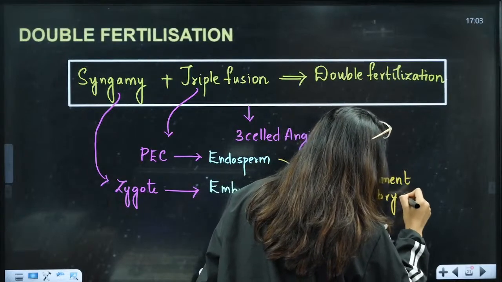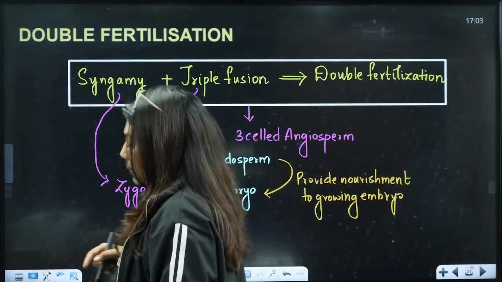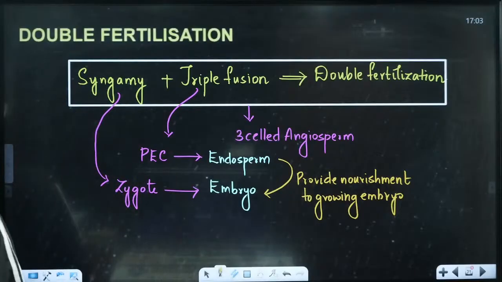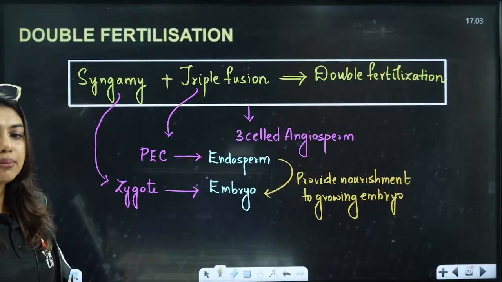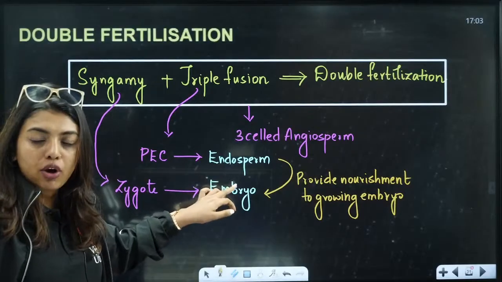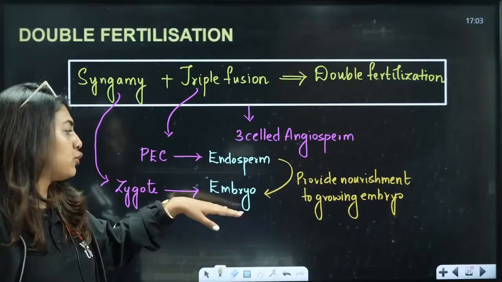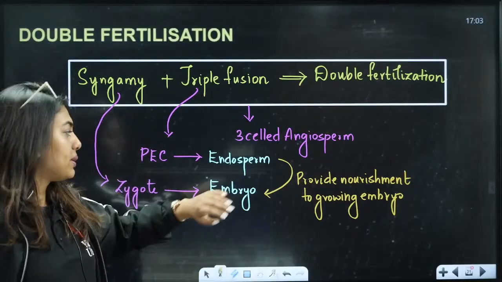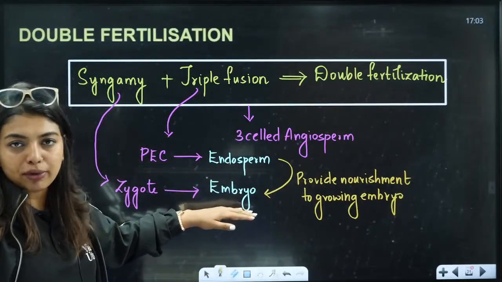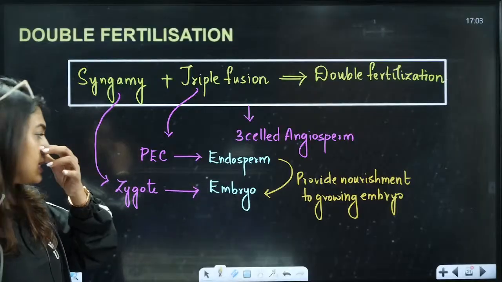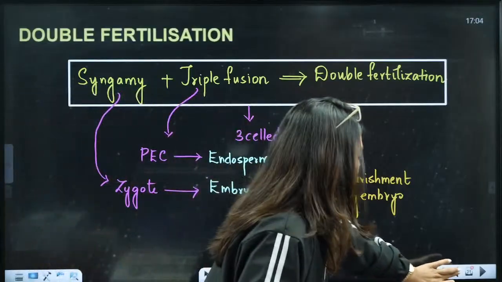So you tell me in the chat, which forms first, the endosperm or the zygote? Yes, the endosperm forms first. Common sense. Obviously the endosperm has to form first because it is the one providing food for the growing embryo. So obviously it should be formed first, and the zygote should be formed later. Okay?